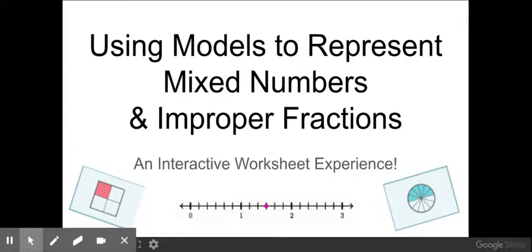During this video, we're going to learn how to use models to represent both mixed numbers and improper fractions. We're also going to try something new. This video is going to serve as an interactive worksheet for us, which means throughout the video, you're going to pause it and do some work.